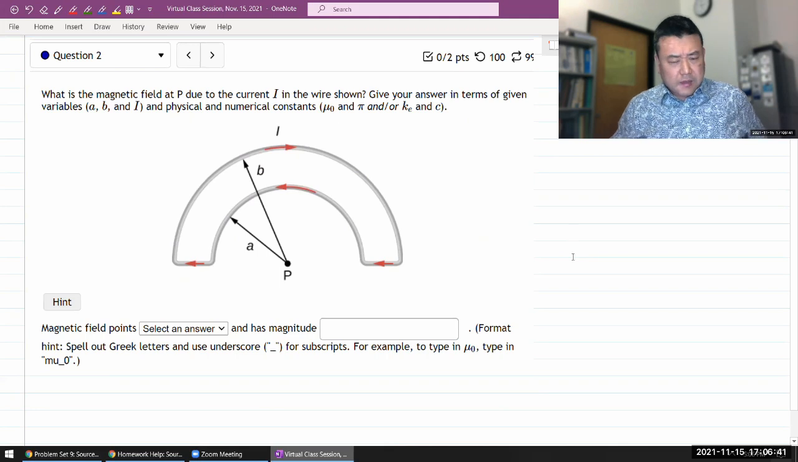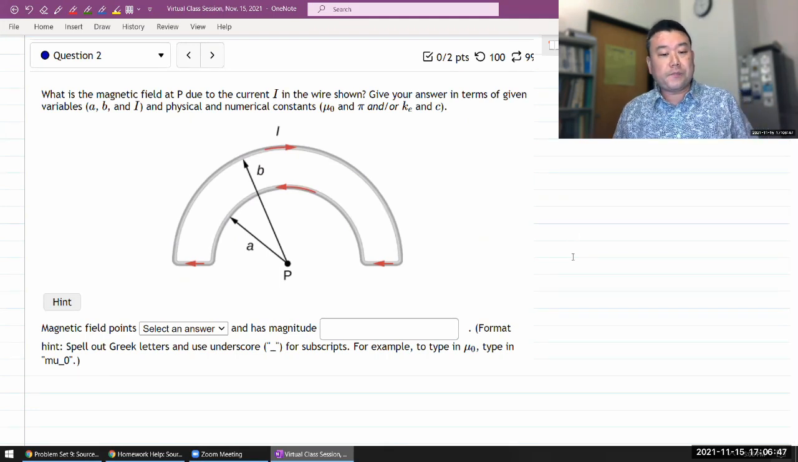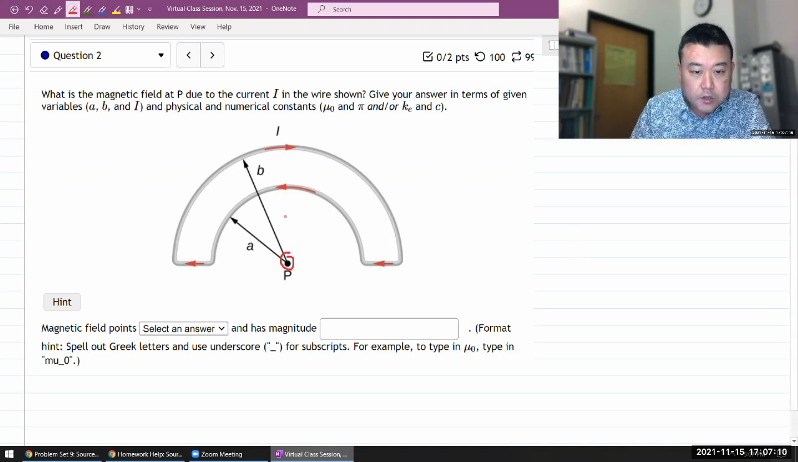There are different ways you can do this question. You could try to do it by looking at formulas from the textbook and maybe modify them a little bit intuitively. I guess you could do it that way. Let me try to do this in the proper way by actually doing the integral. This is what the question is asking for. What is the magnetic field at point P due to the current I flowing in the wire as shown? Give your answer in terms of given variables and physical constants.